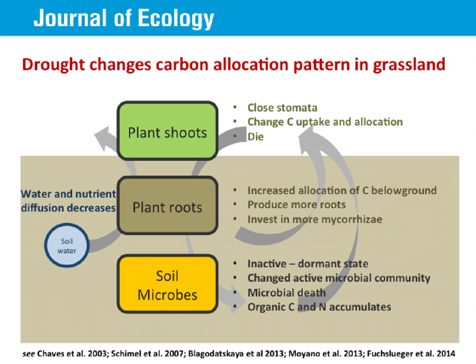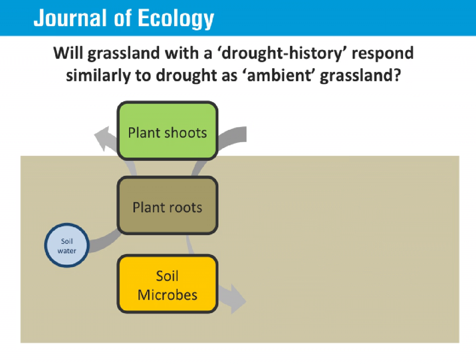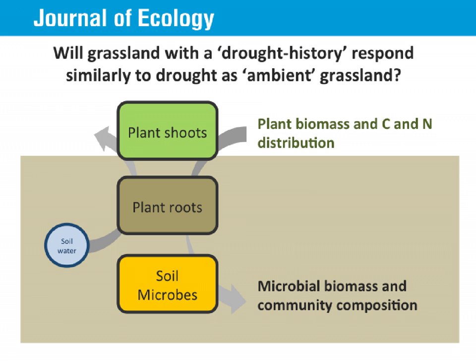For example, indicated by species loss, a plant or microbial community change could occur, or finally a change in the ecosystem functioning could occur. So the question of our experiment was if carbon cycling in a grassland ecosystem that has already experienced several droughts would differ in its sensitivity to another drought, compared to grassland that grew under ambient conditions. We focused particularly on how drought history affects the response of plant biomass and carbon and nitrogen distribution during a further drought, how drought history affects the response of microbial biomass and microbial community composition, and finally, how drought history affects the cycling of newly assimilated carbon during another drought.